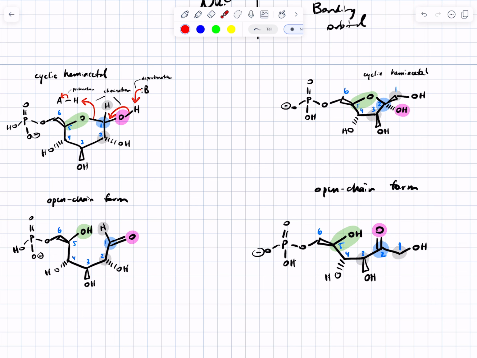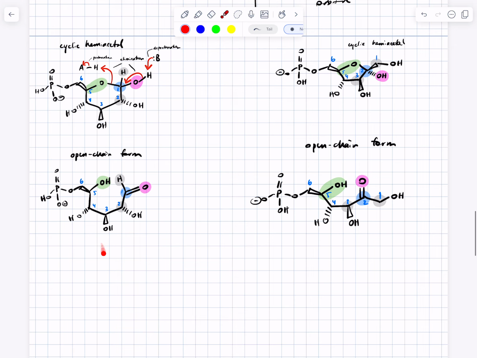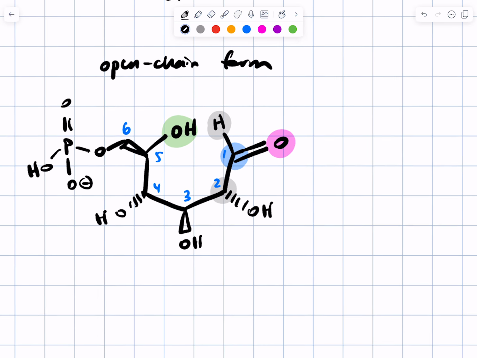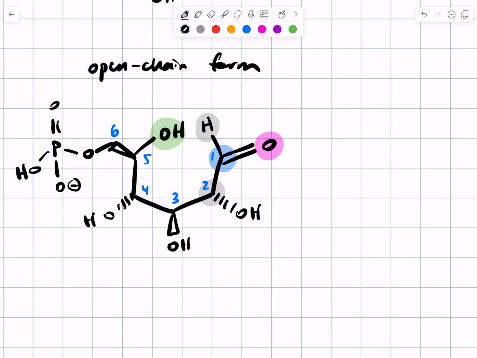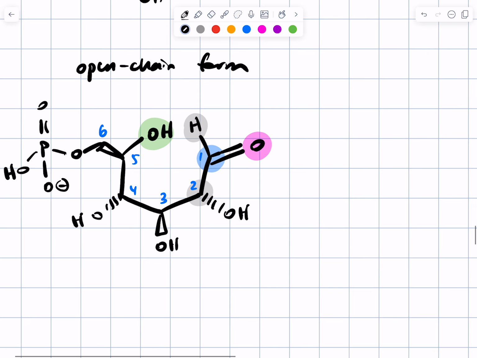All right. Here's the fun part. How do they interchange? We need to connect the dots. Connecting the dots requires you to remember something that I think you've learned on a problem set and then probably forgotten. So we're going to zoom in here on the open chain form of glucose 6-phosphate.